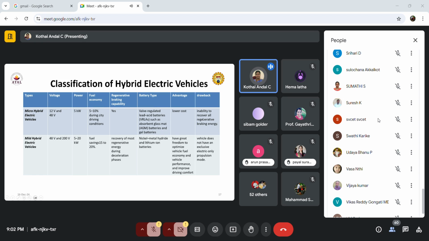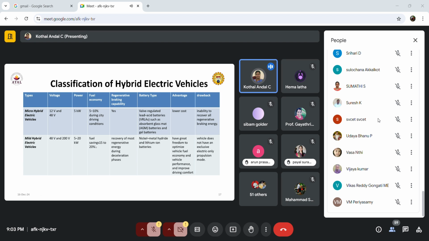As I said, complete regenerative braking recovery is not possible here, so we can regenerate the battery only a little. Then we go to mild hybrid electric vehicles. The voltage range is 48 volt and 200 volt: 48 volt for the auxiliary power device and 200 volt for the main battery. The power range can extend up to 20 kilowatts.